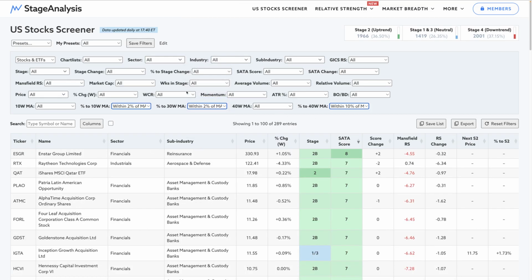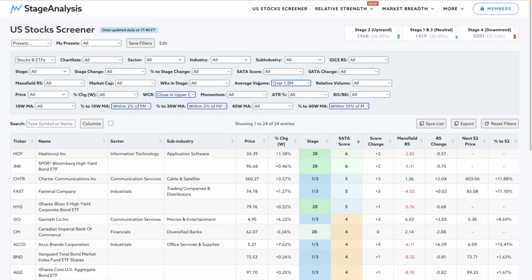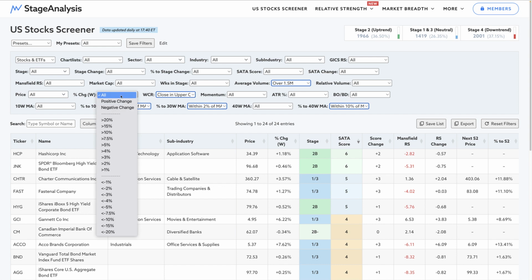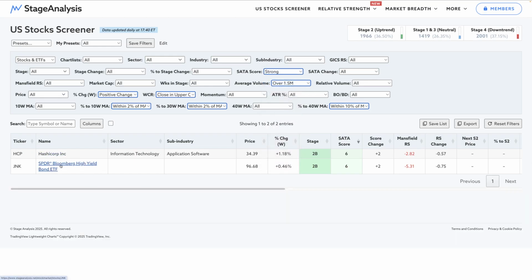So start to get rid of these. You start to use some quality controls, get rid of the average volume, the weekly closing range, whether it's had a positive change for the week. Now we're down to just 21 stocks now. SATA score that is strong. So we've only got a couple in here.